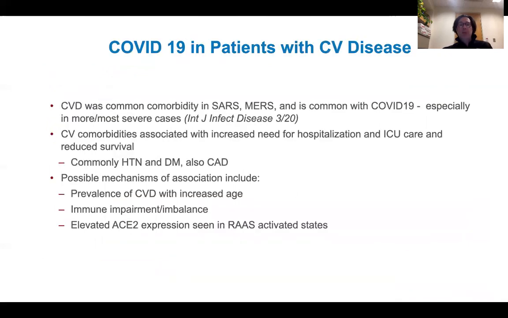Now, it is important to point out, and we'll have a whole segment on this, that COVID-19 deeply affects patients with cardiovascular risk factors and cardiovascular disease. This was true in the SARS and MERS epidemic, and it's also true with COVID-19. Cardiovascular comorbidities like hypertension and diabetes and cardiovascular disease are associated with an increased risk of getting COVID, needing hospitalization for COVID, needing ICU care for COVID, and with reduced survival. And these include things as simple as hypertension and diabetes.